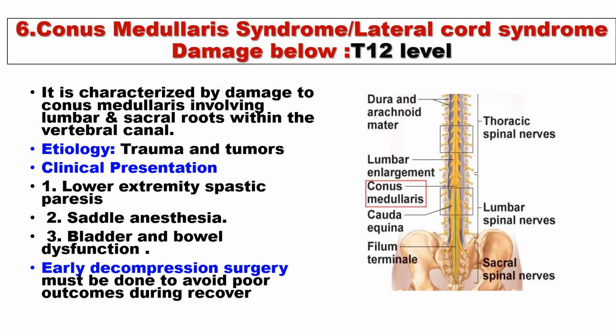Conus medullaris syndrome or lateral cord syndrome, damage at the level of T12. It is characterized by damage to the conus medullaris involving the lumbar and sacral roots within the vertebral column. Etiology may be trauma or tumors. Clinical presentation is lower extremity flaccid paralysis, saddle anesthesia, bowel and bladder dysfunction. The main treatment also involves early decompression surgery to avoid poor outcomes during recovery.